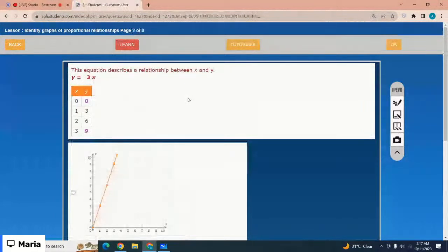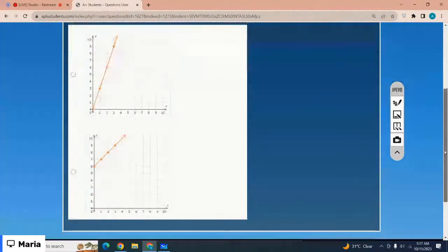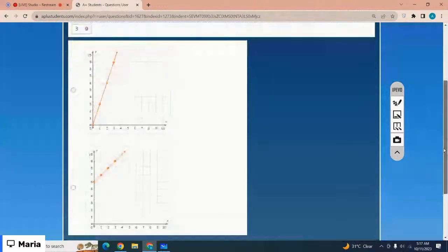Okay, y equals 3x. So which is the correct option? Here is the graph 1 and here is the graphs. The values are 0, 0, 1, 3, 2, 6, 3, 9. Which option is the correct one? First one or second one?